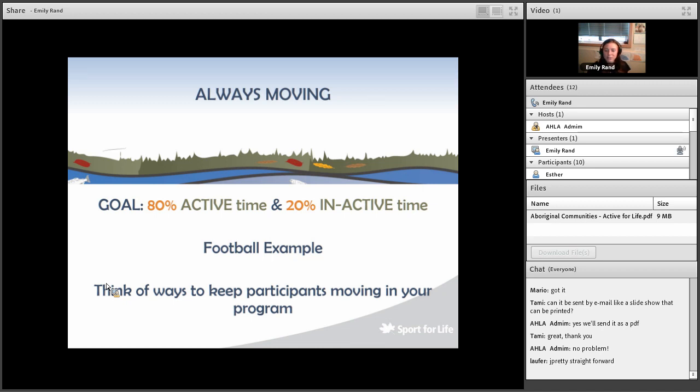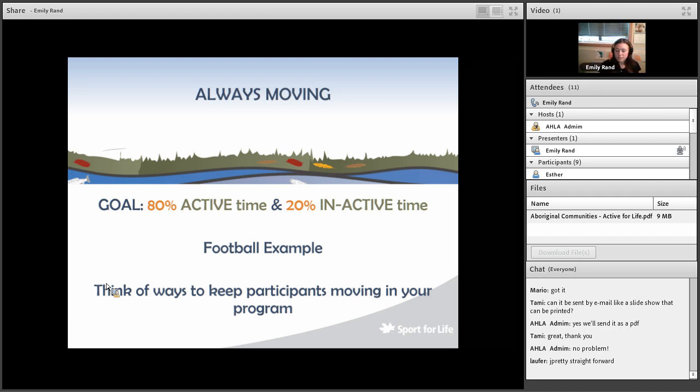So if you have your participants standing there listening to you for 10 minutes, they're probably checked out. And with kids, that's when the behavioral things start to happen. So think about some of the ways within your programs to make sure that your participants are always moving. That also helps them to have more time to develop different skills and to really work on the things that you want to be working on within your program. So I have there just thinking of different ways to keep participants moving in your program.